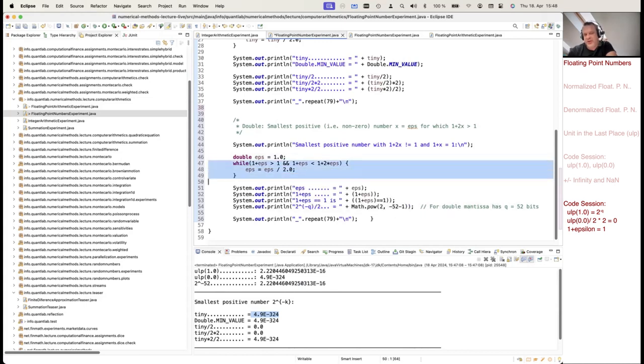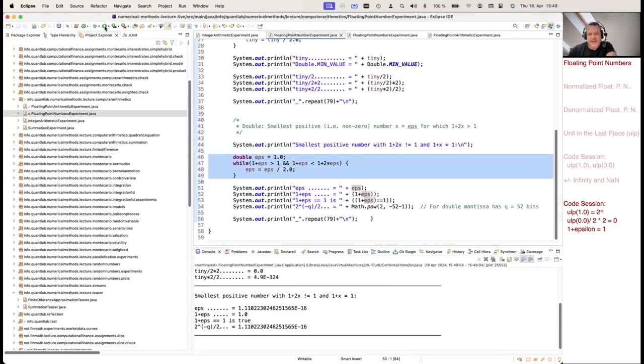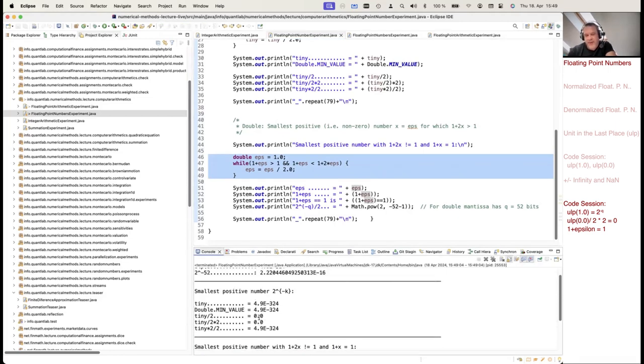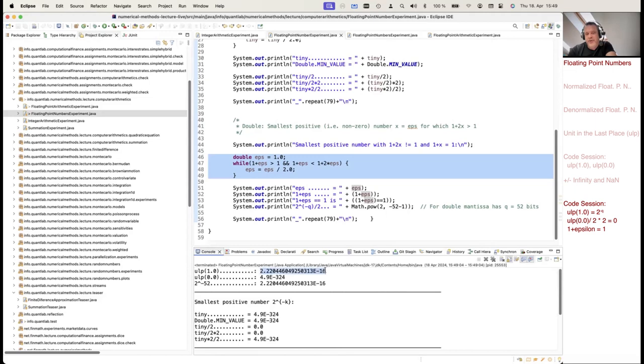Actually, as a mathematician, you would expect this loop runs forever. Epsilon becomes always smaller, and 1 plus epsilon should always be larger than 1, but 1 plus 2 epsilon should also be always larger than 1 plus 1 epsilon. However, the computer will stop at a certain point. And what is the point at which it stops? Let's let this run. And you see the epsilon where it stops is our half ULP of one.